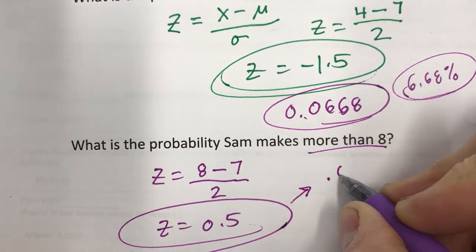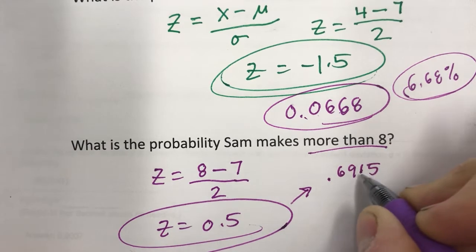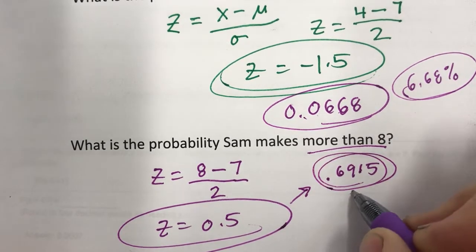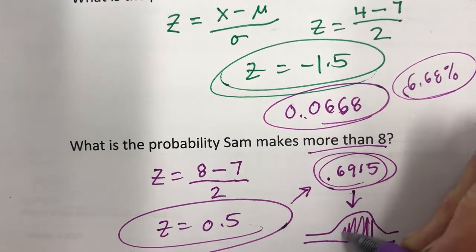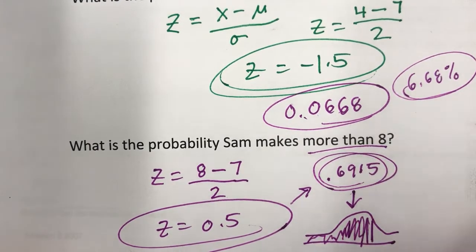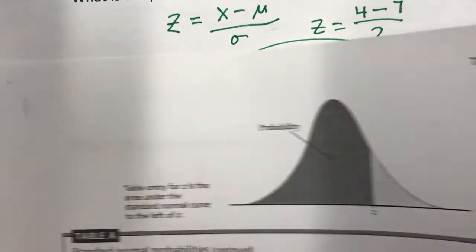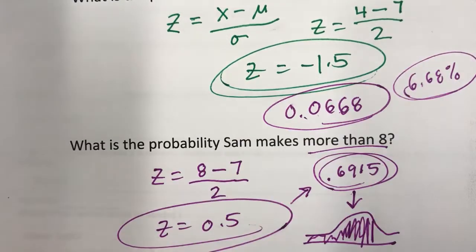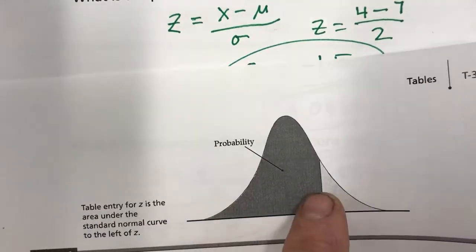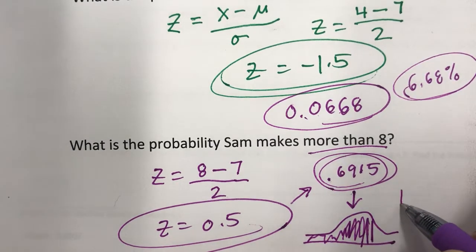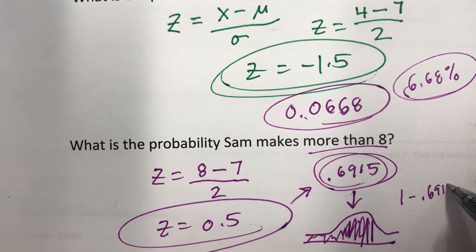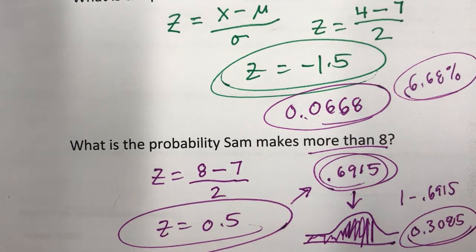This is from the table, okay? But this value is to the left. See, this is to the left. This says he makes more than 8, which means that would be to the right. So that means I'm going to do 1 minus this. I'm going to do 1 minus 0.6915, which would be 0.3085. And that would be his probability of doing that.